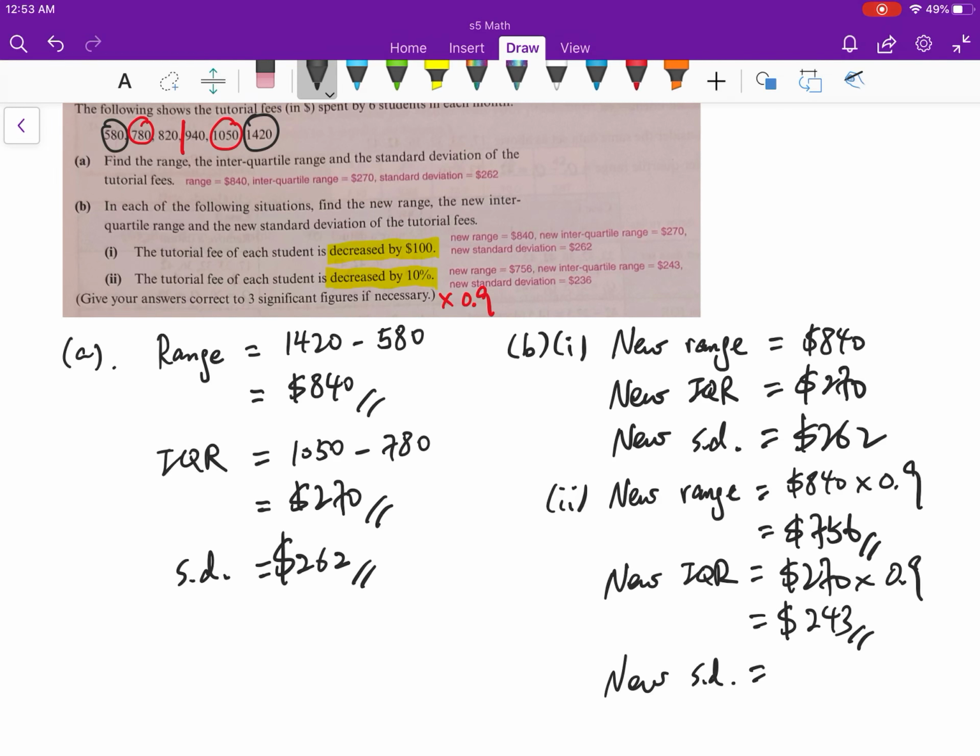Okay, let's go down a little bit. Then the new SD will be 262 multiplied by 0.9, and then you get 236, okay, for 3 significant figures.